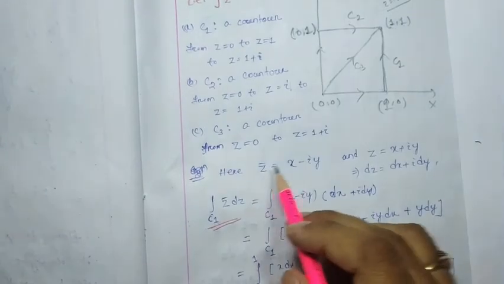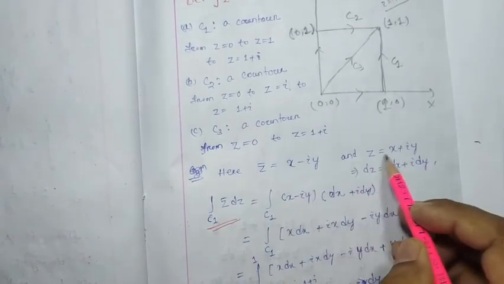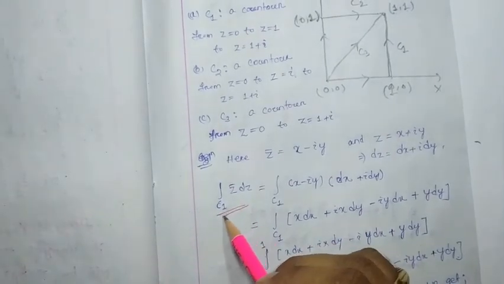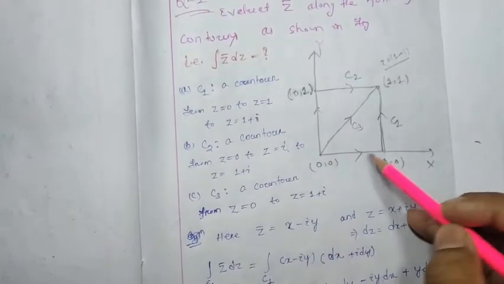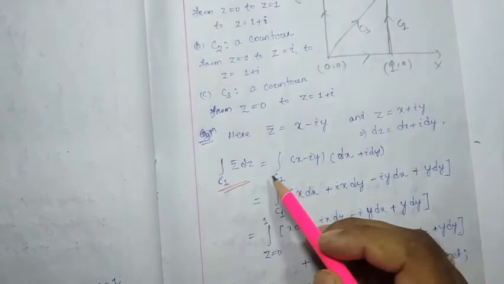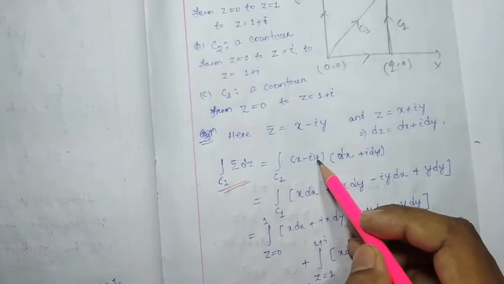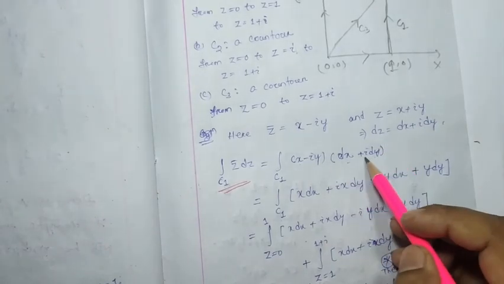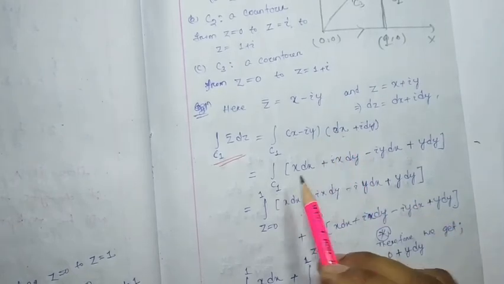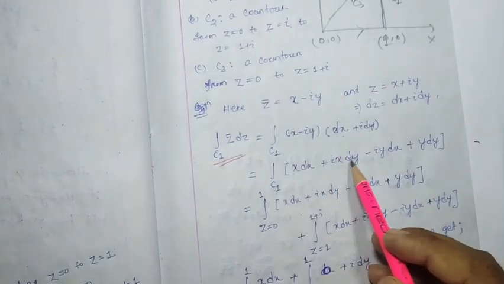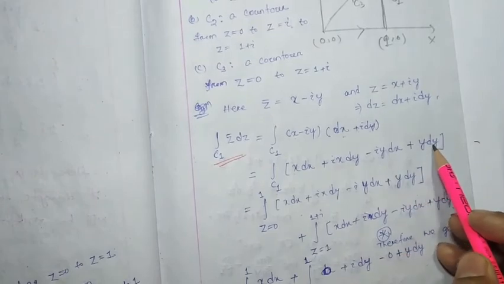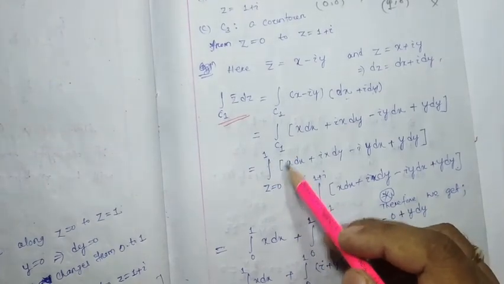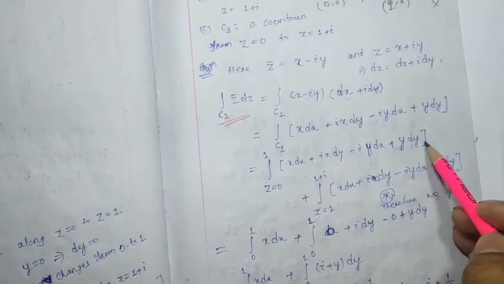So here z bar is nothing but x minus iy, and z equal to x plus iy, dz equal to dx plus i dy. If we first consider contour 1, the integral of z bar dz is the integral over contour 1 of (x minus iy) into (dx plus i dy). That is, dz is dx plus i dy. So you just multiply these two, and we find x dx plus i x dy minus i y dx plus y dy.